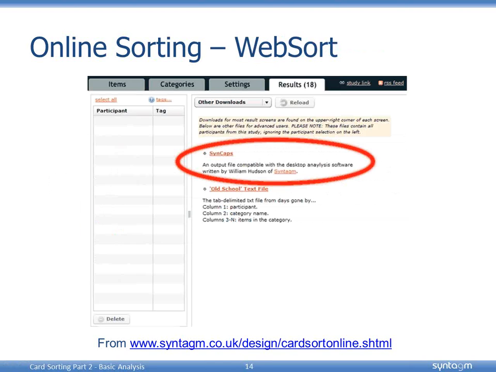On WebSort, and I believe I checked this and it still looks very much the same. You get a list of participants down the side, which I don't have here. But here on the Results tab is the SynCaps link, and you can just right-click and download to get, again, a text file of all of the participants that you select on the left-hand side here.